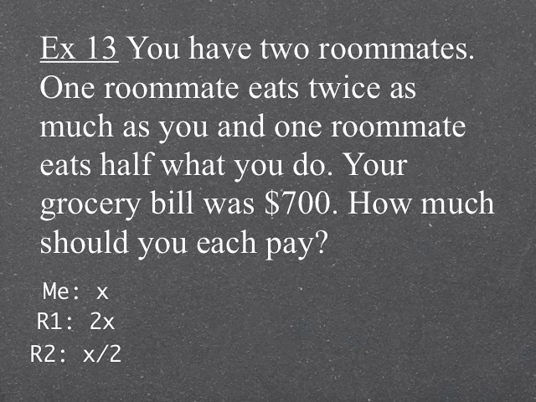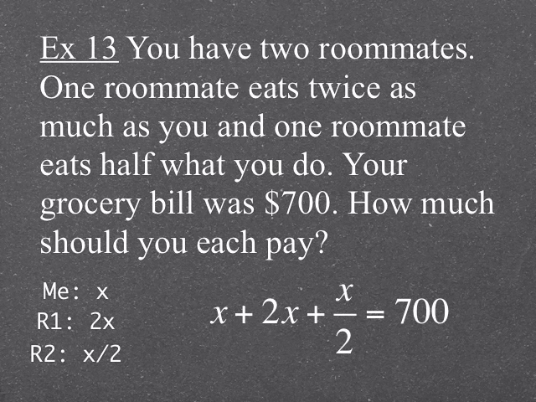That's why these are called comparison problems. We're comparing one thing to another thing. In the example before, we were comparing Everest to McKinley. Now we're comparing the other roommates to me. The thing that is getting compared to is always the variable. Okay, so my equation would be how much we all eat equal to 700. X plus 2X plus X divided by 2 equal to 700.